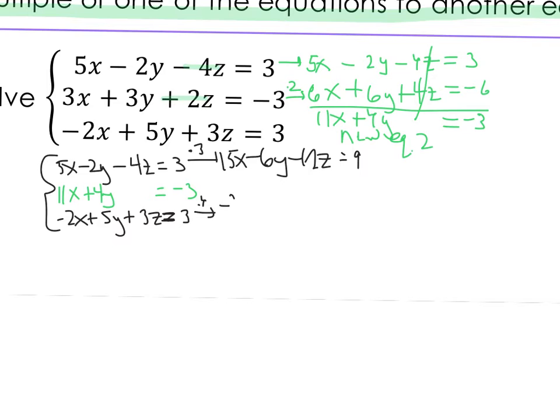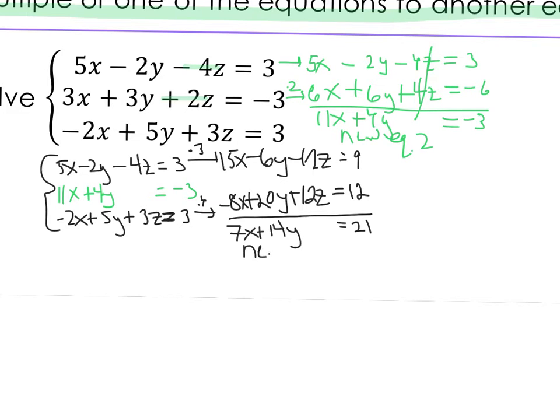And equation 3 we'll multiply by 4. So we'll have negative 8x plus 20y plus 12z equals 12. And now we're going to add the resulting equations together. 7x plus 14y equals 21. And because we added equations 1 and 3 together, this new equation is my new equation 3.